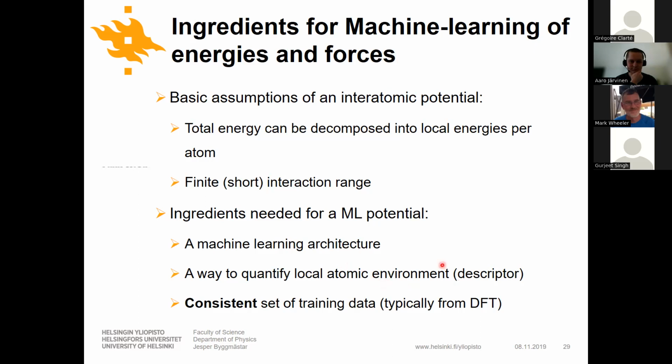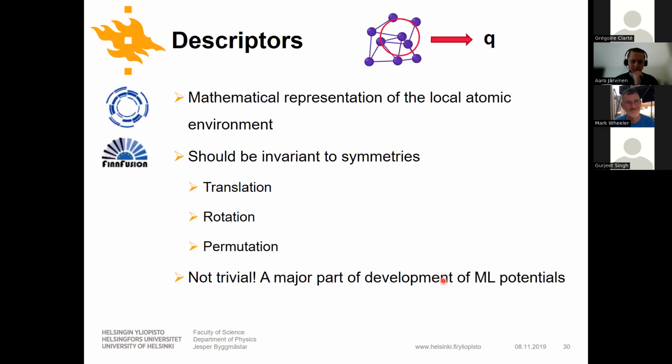So because of this, people started using descriptors to quantify the local atomic environment, and this way take the basic physics insight into use before you do the machine learning. And now I'll spend a couple of minutes describing this.